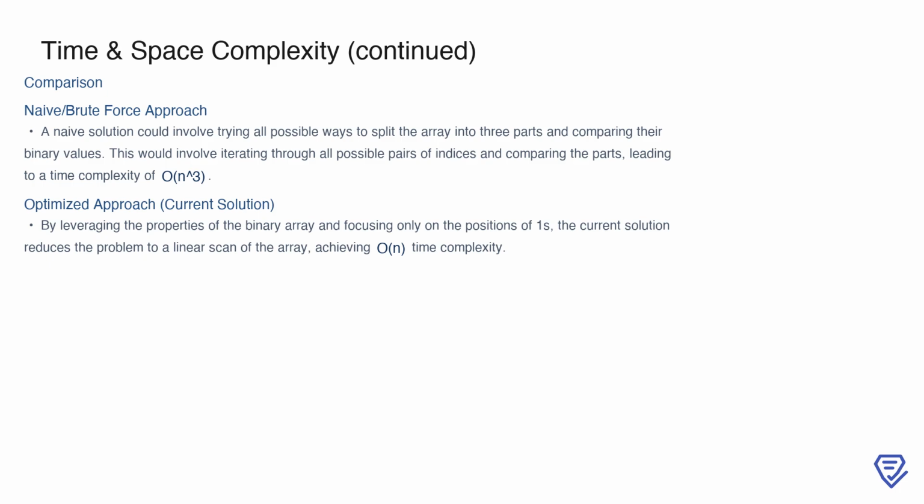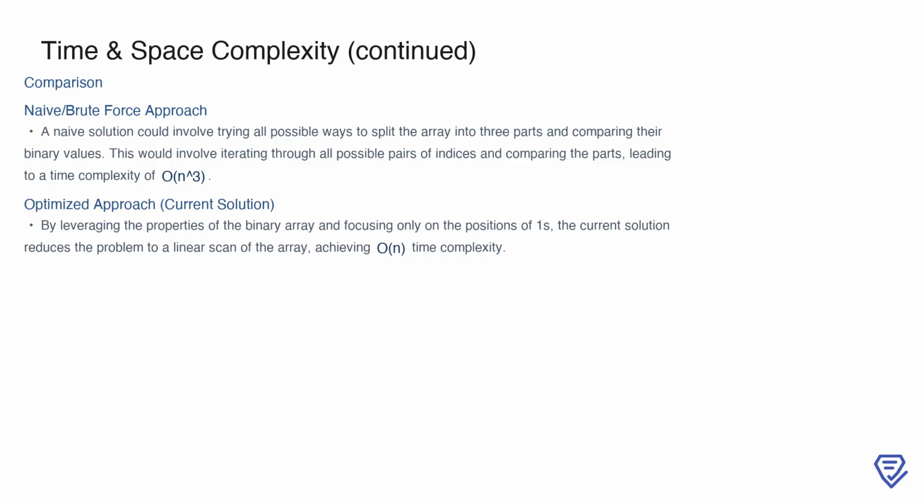When comparing the optimized approach to a naive solution, the benefits become clear. A brute force method would involve trying all possible ways to divide the array into 3 parts and then checking if the binary values of these parts match. This would require iterating through all possible pairs of indices, resulting in a time complexity of O(n^3).